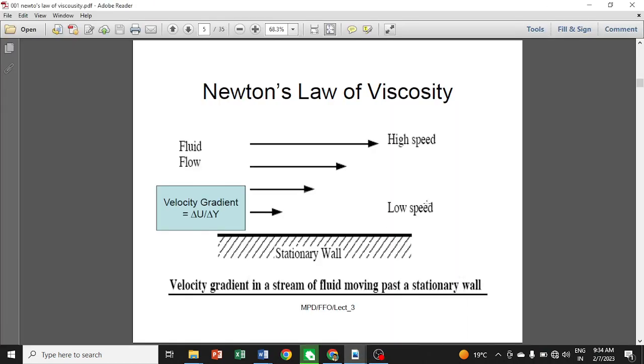Good morning, dear student. Today we will discuss Newton's law of viscosity. Before starting Newton's law of viscosity, first we will understand what viscosity is.